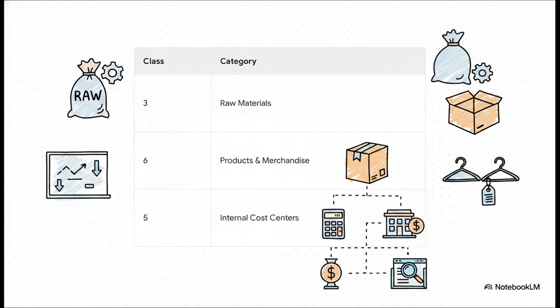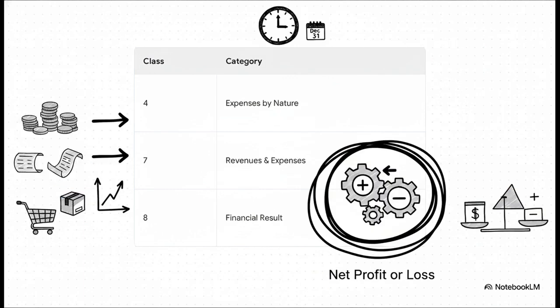Raw materials belong exclusively in Class 3, while finished goods and trading merchandise are parked over in Class 6. But then you have Class 5, which is essentially an open sandbox. It's kept available for optional internal cost accounting. This lets management track expenses by functional divisions or very specific production cost centers without messing up the primary outward-facing financial statements. And then operational logic dictates the income statement.